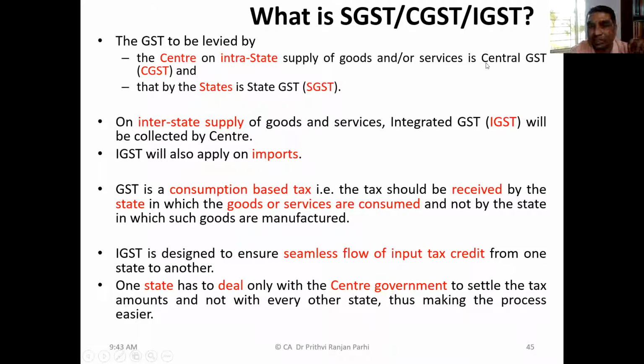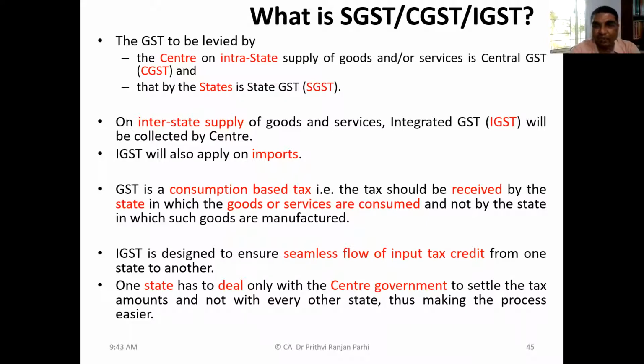intrastate supply of goods and services is called the central GST. That means when there is an intrastate supply of goods and services, intrastate meaning within the state, the center will levy a tax that is called CGST. And the state is also going to levy a tax on intrastate supply. First, we are talking about intrastate. In the intrastate situation, the center will levy a tax called CGST, and the state is also going to levy a tax called SGST. Is it clear to you?